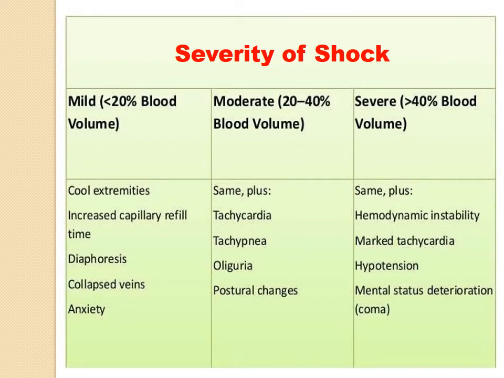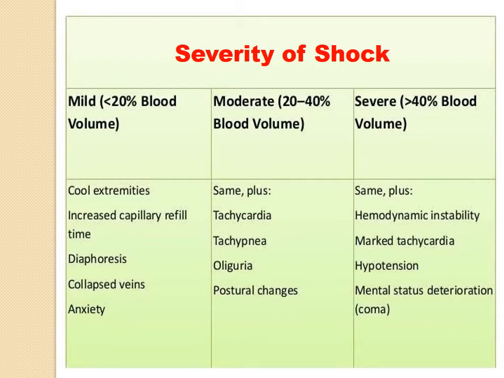Now after the classes of hypovolemic shock and the pathophysiology, let us concentrate on the severity of the shock. The severity of the shock is further divided into three conditions: mild, moderate, and severe. Mild means less than 20% blood volume loss. In moderate, it is 20 to 40%, and in severe, more than 40% blood volume loss is there.